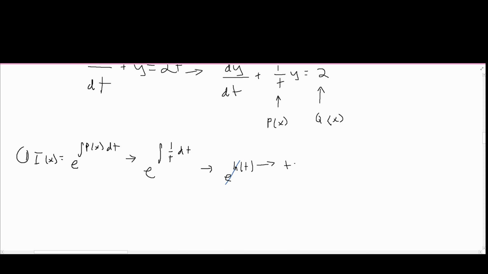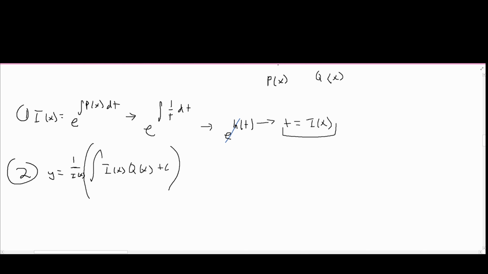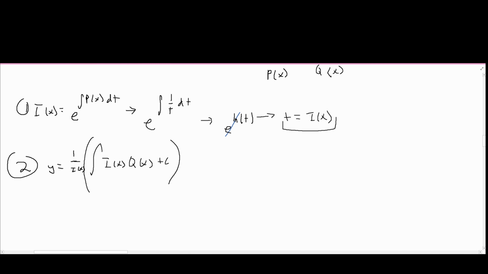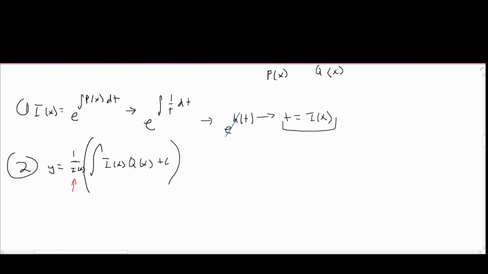So t is going to be our interval of convergence. We move on to step 2, where we use our theorem, our formula: y is equal to 1 over I of x, parentheses, integral of I of x times q of x, plus c. Now we're just going to plug in everything that we have. So for this I of x, it's just going to be 1 over t.